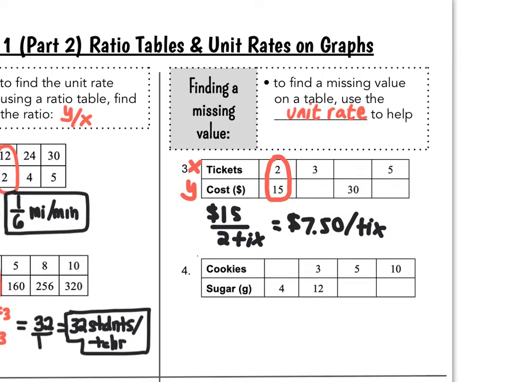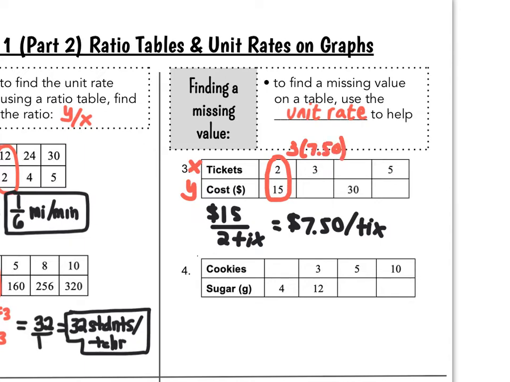So that's going to help us when we are trying to find out the cost for 3 tickets or for 5 tickets. So for 3 tickets, here I'm going to use red, since it's $7.50 for each ticket, you just take 3 times 7.50.